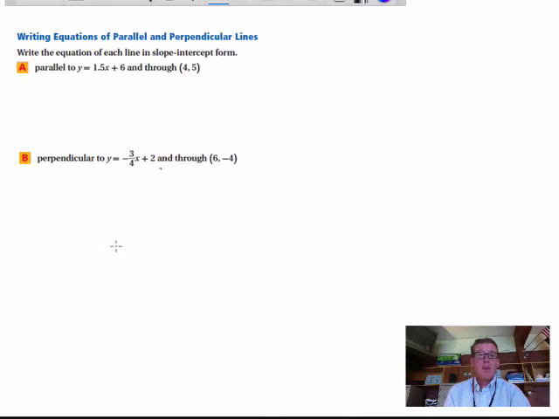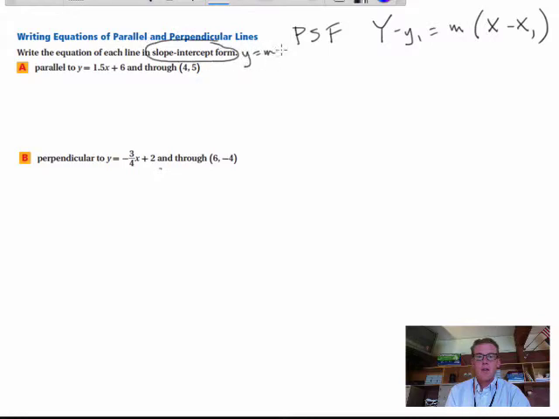Okay, so working with writing equations of parallel and perpendicular lines. Oftentimes the easiest way to do this is to work with point-slope form, which is y minus y1 equals m times x minus x1. Then we'll change it over to ultimately arrive at slope-intercept form, which is y equals mx plus b. Let's look at this first problem, A. I need to make a line that is parallel to y equals 1.5x plus 6 and goes through the point 4, 5.